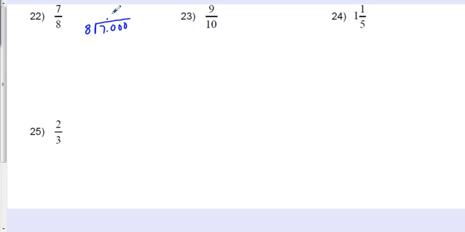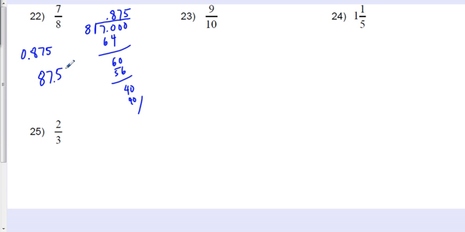So let's see, 8 into 70 is 8 for 64. 70 minus 64 is 6, and I'll bring down a 0. 8 times 7 is 56. Subtract. 8 into 40 is 5 for 40. And that worked out perfectly. Now, be careful, this isn't our final answer here. However, getting from a decimal to a percent is pretty quick, moving it 2 to the right.